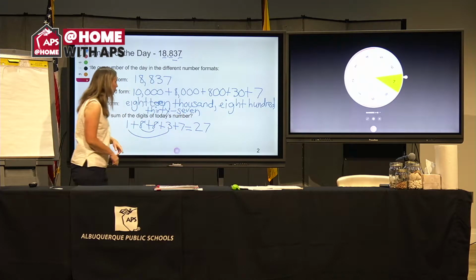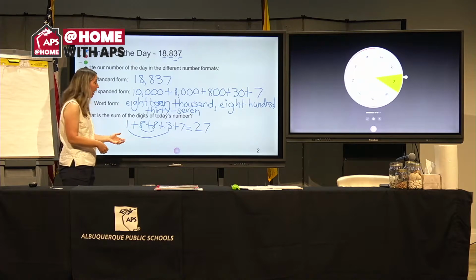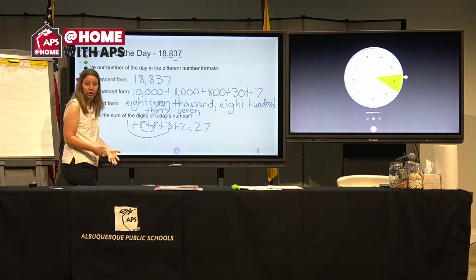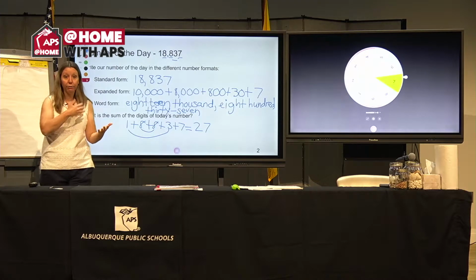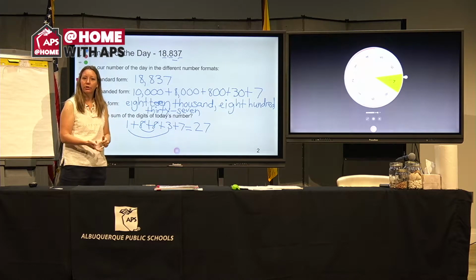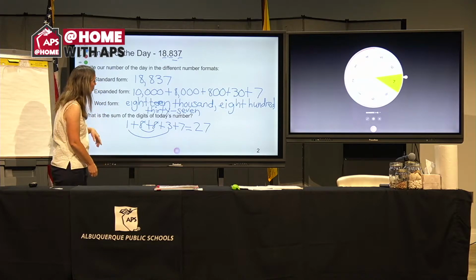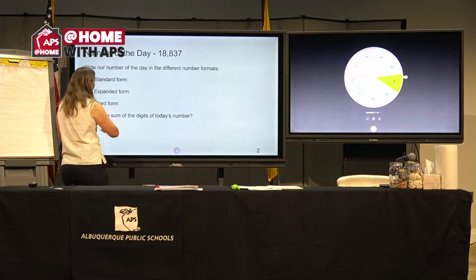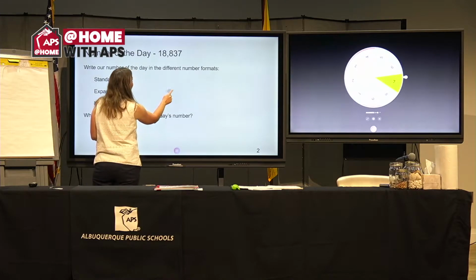So remember, you guys, in addition, we don't have to go straight in order. Sometimes in order of operations, we have to go in a certain order. In addition, we don't need to. Whatever makes it easier to add all the numbers. So we have 27.